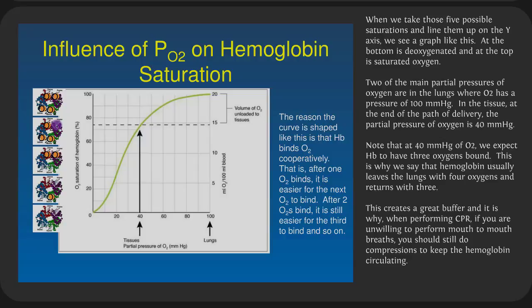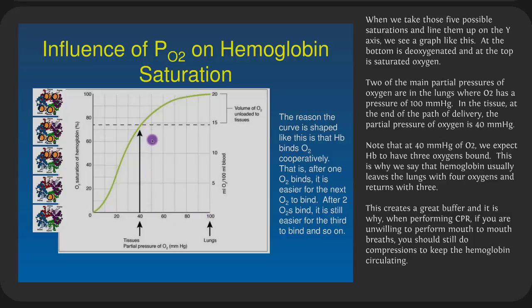This is why we say that hemoglobin usually leaves the lungs with 4 oxygens and returns with 3. So what this does is it creates a great buffer, and it's why when performing CPR, you might think of it this way. If you're unwilling to perform mouth-to-mouth breaths, you should still do the compressions to keep the hemoglobin circulating. So again, the key thing here is in the lungs, we follow up, 4 oxygens bound.